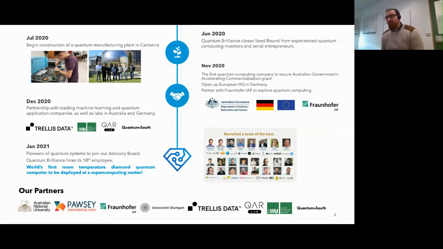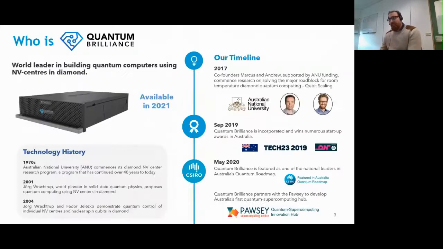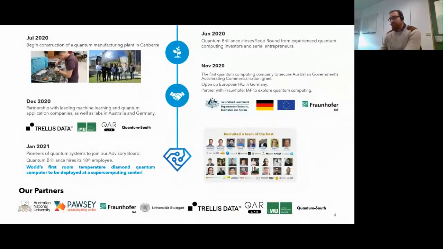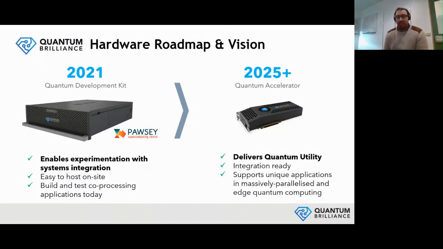As you can see, some of them are on the screen, including Fraunhofer IIS. And then in December 2020, we partnered with several quantum application companies. This includes Quantum South, very proud of the collaboration there, but also Trillis Data, a machine learning company, QAR Lab in Germany, and other LMU companies. At the start of 2020, world leaders in diamond quantum computing joined our advisory board, and we hired our 18th employee. Today we are building room temperature quantum computers, and we have close to 20 employees, who we think are the best of the best.